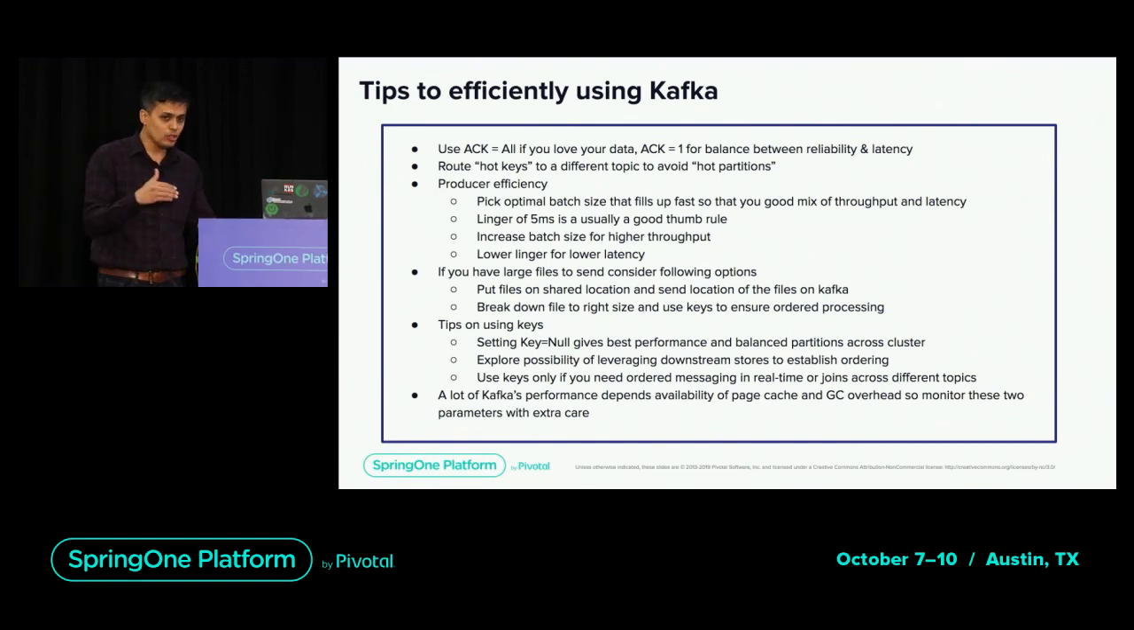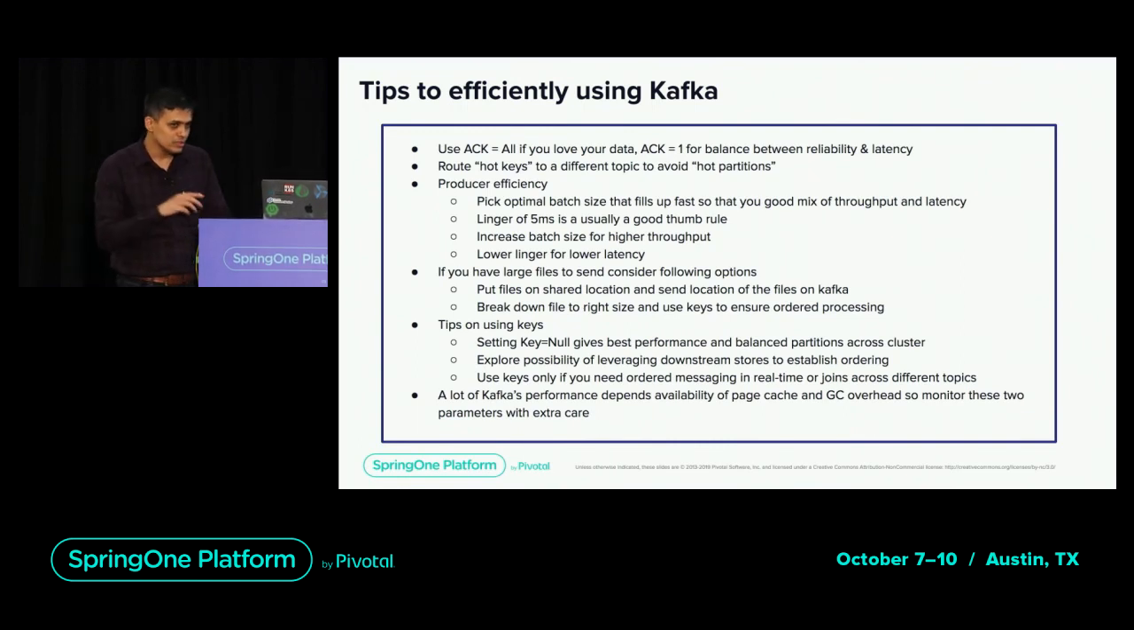If you want a higher throughput, increase your batch size. If you want to consider latency, then you consider lowering the linger frequency or lowering the batch size, so batches will fill up faster. If you have large files to send, I'll just ignore that part for now. We have a lot of other things to cover.